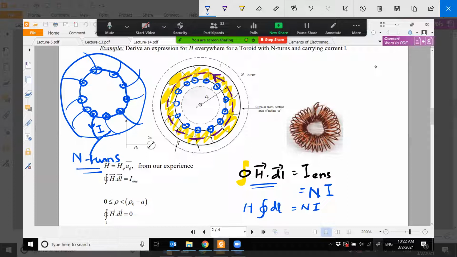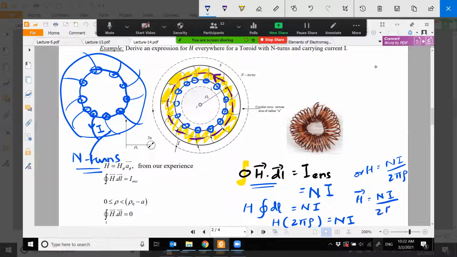And what is the length of this violet circle? The length of this violet circle is nothing but the circumference of the circle. 2 pi rho is equal to NI, or your H is NI over 2 pi rho. Or in terms of vector, H bar is NI over 2 pi rho a phi. So this is the magnetic field when your rho is in the core.